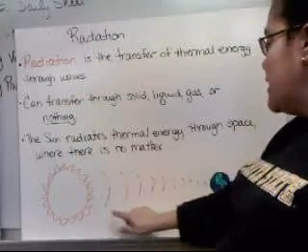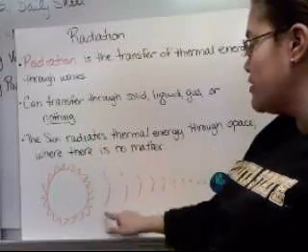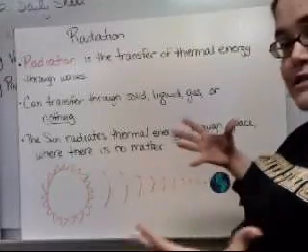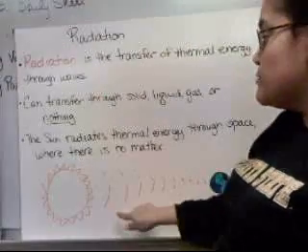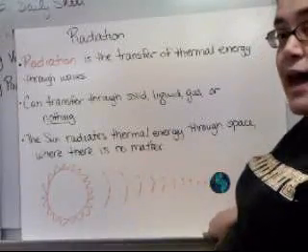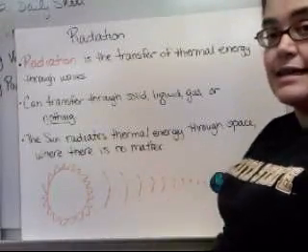And here I showed that even though the sun is giving off a lot of thermal energy, we only get a little bit of it because we're so far away and it spreads out. So radiation is waves, kind of like this, and it doesn't need any matter to travel. So that's how the sun gets us its heat.